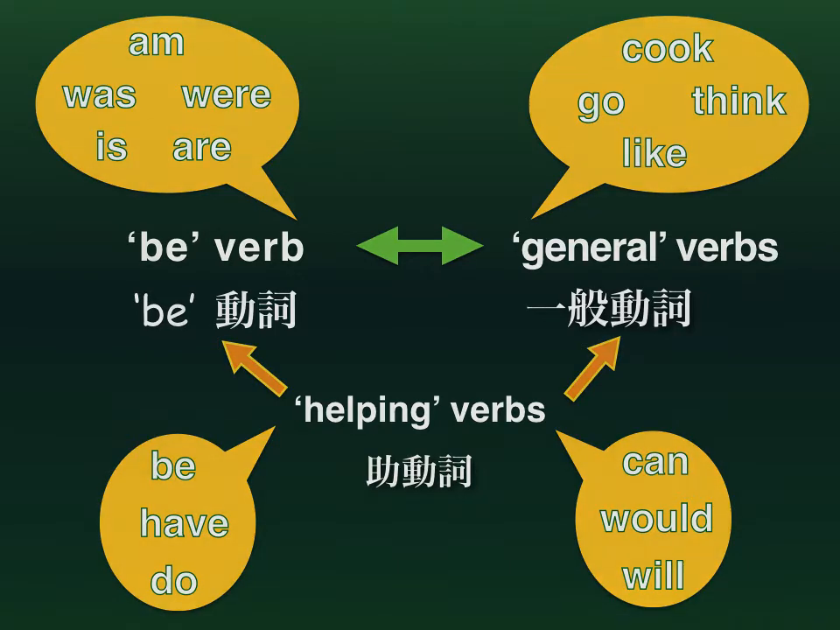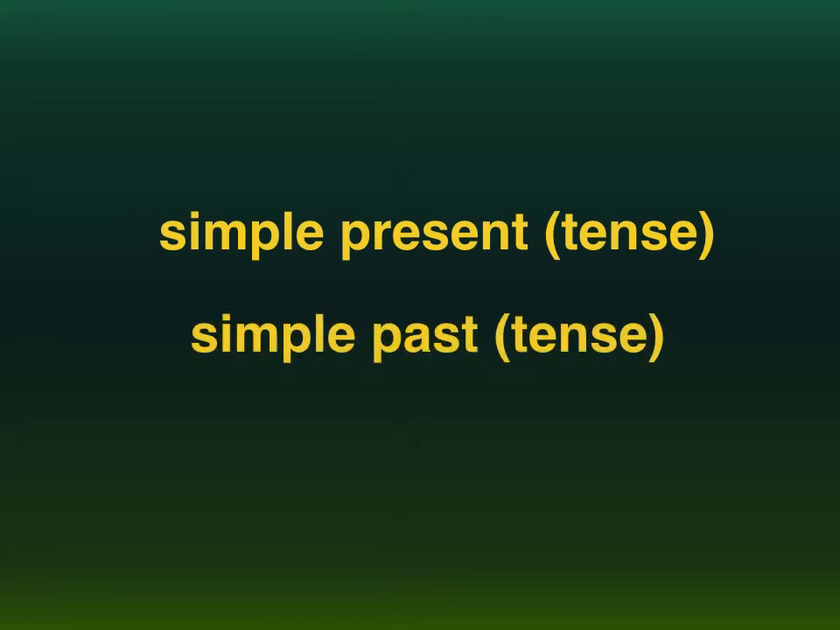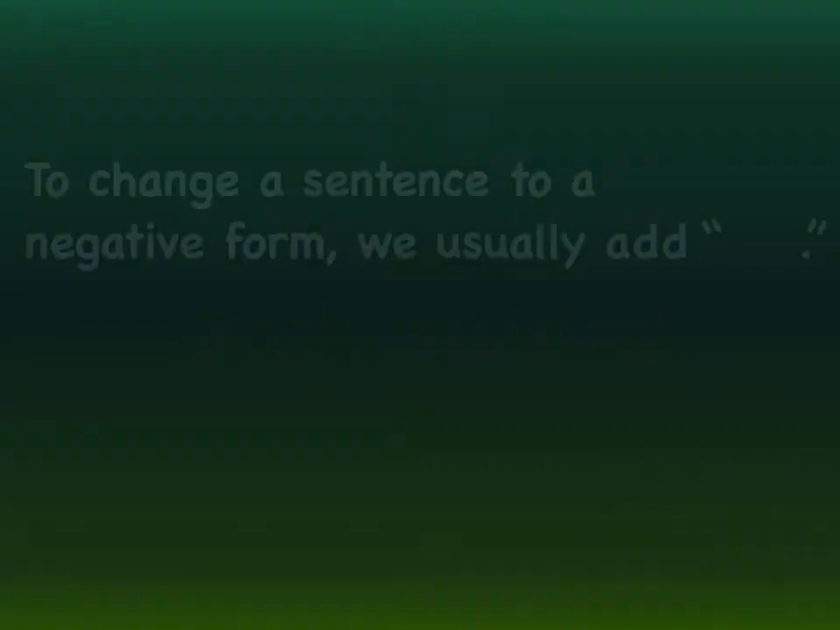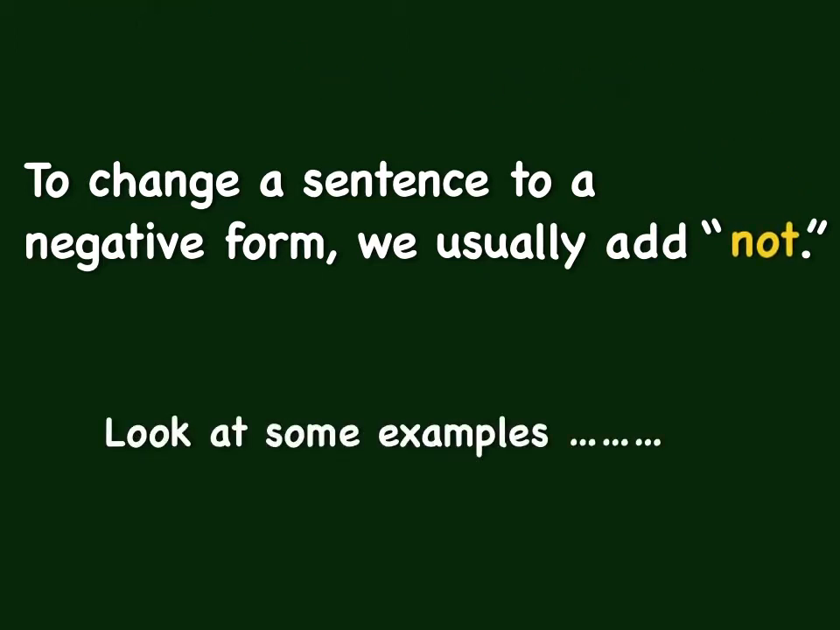Okay, let's check one more thing. Be sure you understand these expressions before we start the lesson. Pause if you need to check them. Okay, let's move on. The most common way to make a negative meaning in English uses the word not. Let's look at some examples.